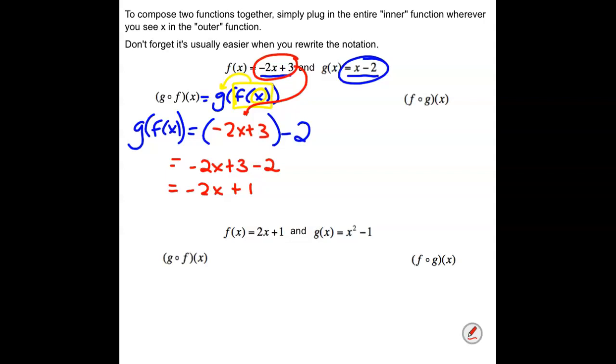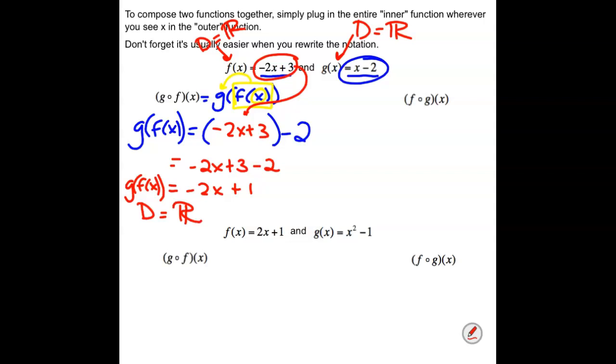Now, if you are asked for domain, there were no domain restrictions on function f. Domain is all reals, and same with function g. So when I do my composition, there's nothing I have to worry about. I look at my final answer here for g of f of x. There's no square roots, no denominators. My domain would be all reals.